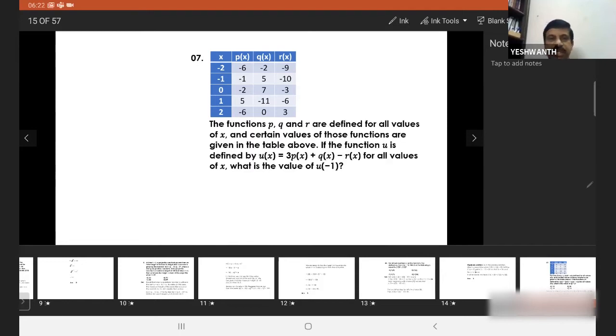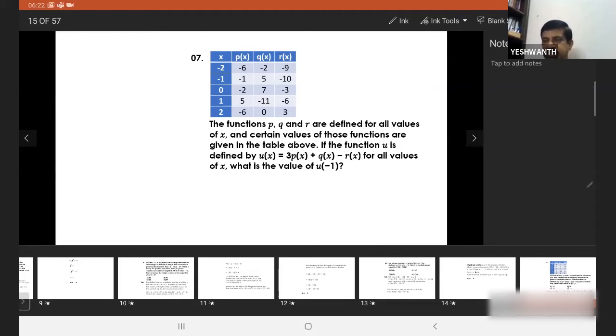So now let us see what he is asking. The functions p, q, and r are defined for all values of x, meaning x belongs to R. So there is no restriction on anything. That means there should be no square roots, no denominators, no special functions like that. Certain values of those functions are given in the table above. If the function u is defined by u of x equals 3 times p of x plus q of x minus r of x for all values of x, what is the value of u of minus 1?